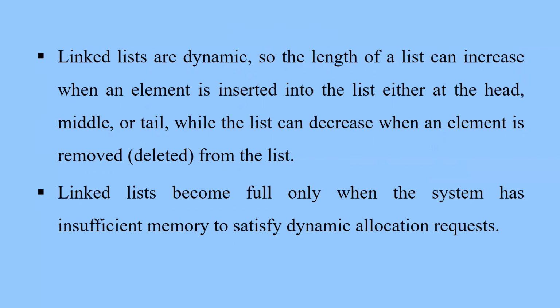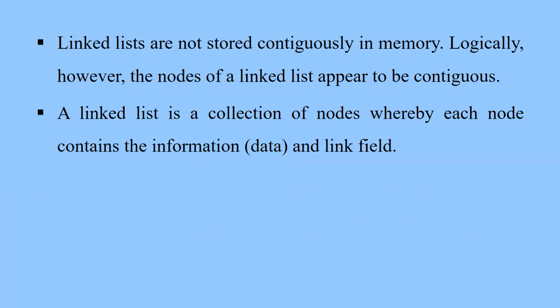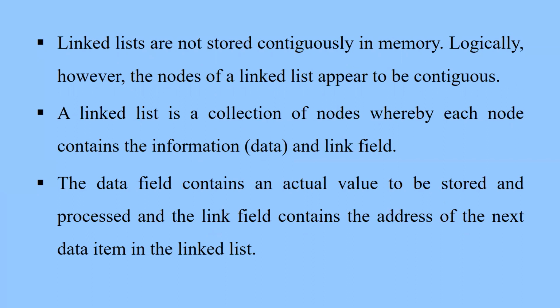Linked lists become full only when the system has insufficient memory to satisfy dynamic allocation requests. Linked lists are not stored contiguously in memory. Logically, however, the nodes of a linked list appear to be contiguous. A linked list is a collection of nodes whereby each node contains information in a data field and a link field. The data field contains an actual value to be stored and processed, and the link field contains the address of the next data item in the linked list.